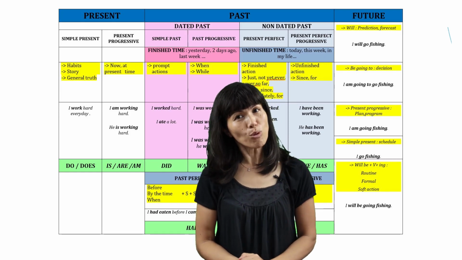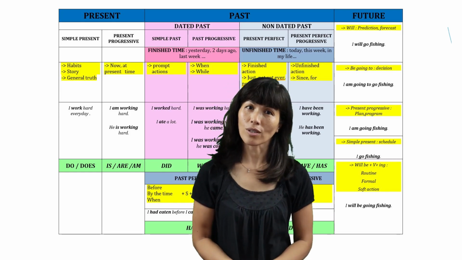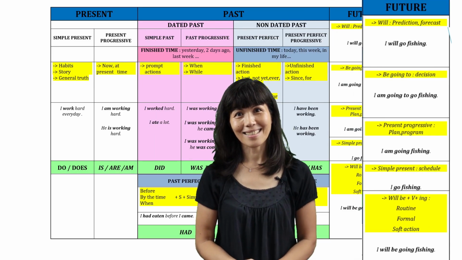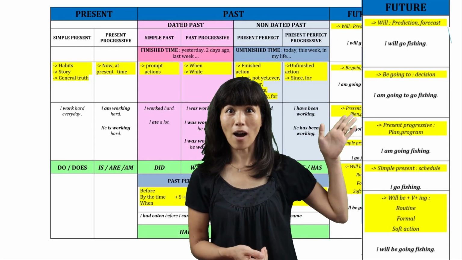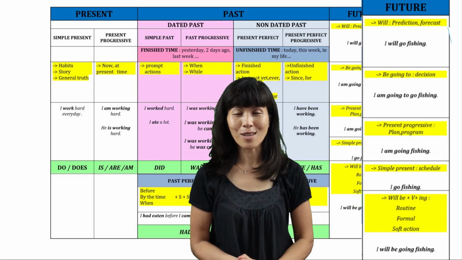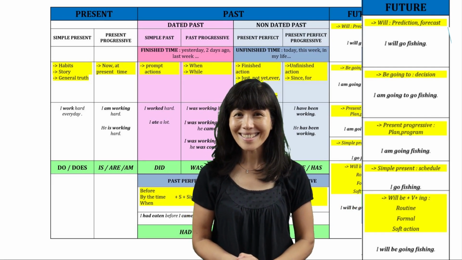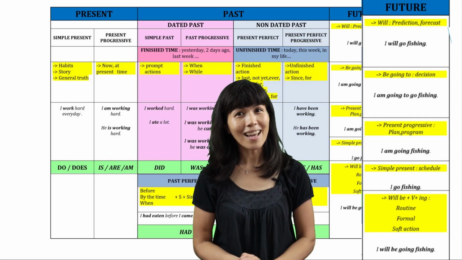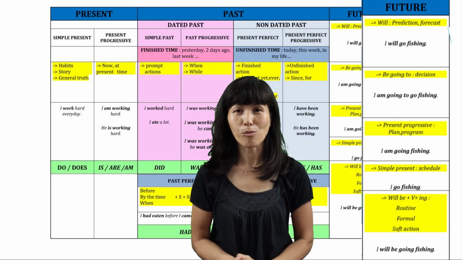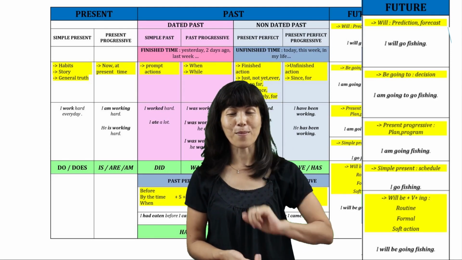So now let's move on to the future. How many futures do we have here? As you can see, there are 5 kinds of futures. Which ones do you mostly use? Let me guess. Maybe will or be going to. Now there are more than that. There are 3 more, so there are 5 altogether.